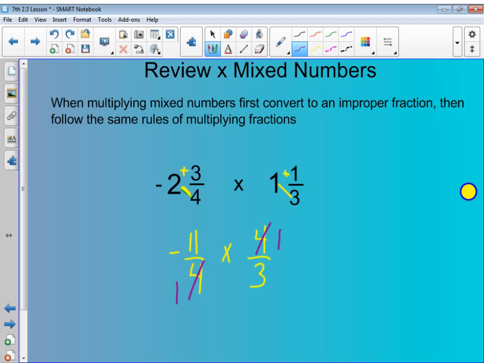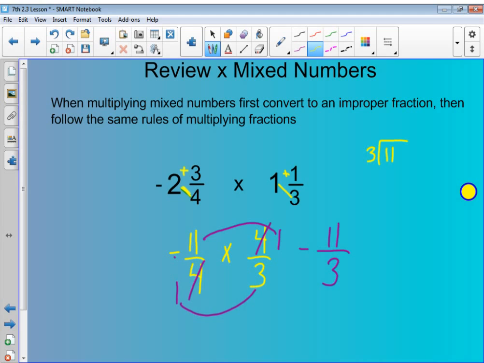So now when we multiply straight across, 11 times 1 is 11. 1 times 3 is 3. And our answer, well, we only have one negative, so it's a negative. So I get a -11/3. To change that to a mixed number, we have to think like this. 11 divided by 3. And a lot of you can do that in your head.